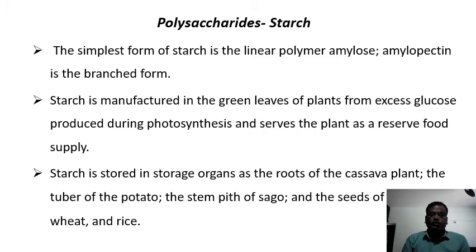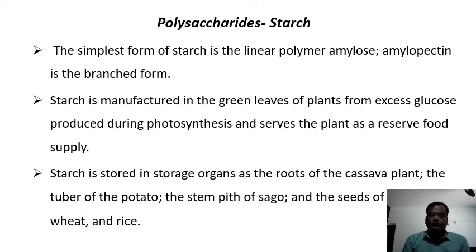Now, there are two questions. One, why is the starch produced? Because glucose is produced, why is it converted into starch in the plant? Why does the plant prefer to store the food in the form of starch? Why is glucose not stored as it is?